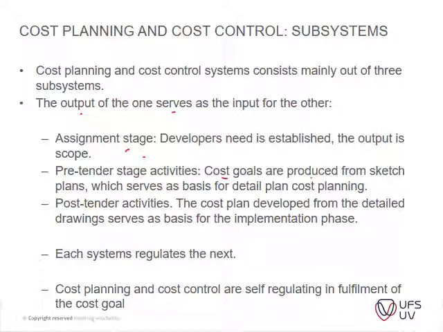You look at your cost goals, produced from sketch plans, or the design, which serves as a basis for the detailed plan of cost planning. Obviously, the same with your design. You've got your concept designs or sketch plans, which later is developed into your actual detailed plan. And then you could have your post-tender activities, which is your cost plan development for detailed drawing serves as an implementation for the next phase or the new project or so. Each system regulates the next. Okay, we've touched on that. And then the cost planning and cost control are self-regulating in fulfillment of the cost goal. So it's basically a bit of a repetition of what I've said earlier on already.